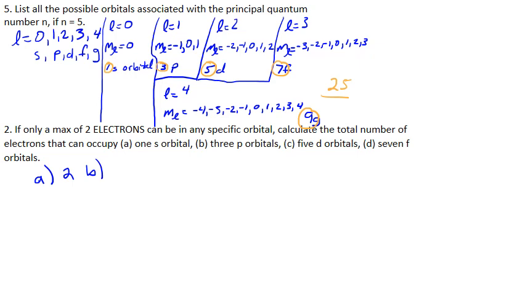B says 3 p orbitals. Well, each orbital can hold 2. If there's 3 of them, that's a total of 6 electrons. C, 5 d orbitals, well, 5 times 2 would be 10 electrons. And D, 7 f orbitals, so each one can have 2. 7 times 2 would be 14 total electrons.